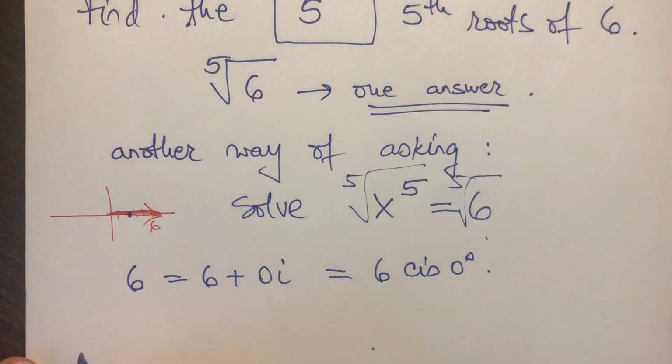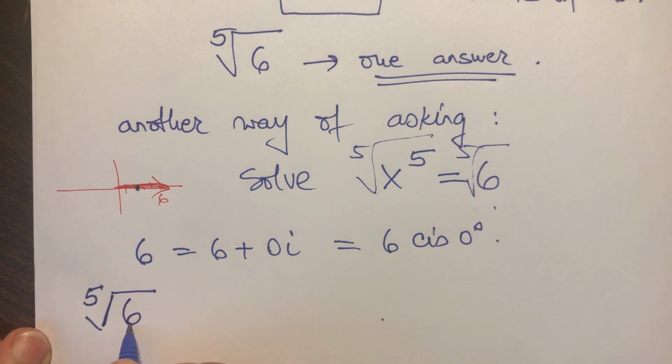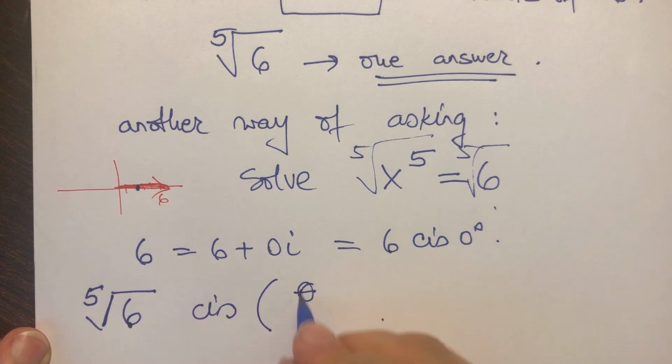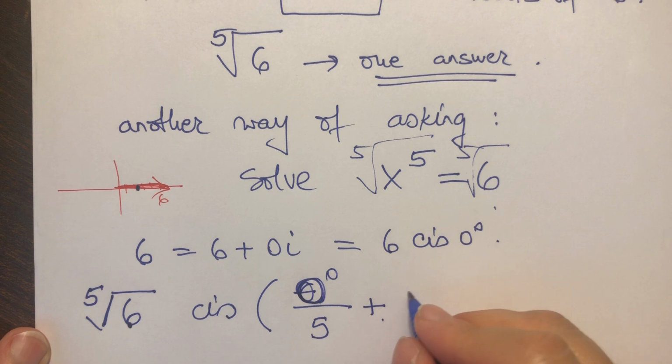So to find the 6 roots of it, I'm sorry, the 5th roots of it. So it's the 5th root of 6. And then what do I do with the angle? I divide this angle by 5. But that's just the first solution, right? How do I get all the other ones?